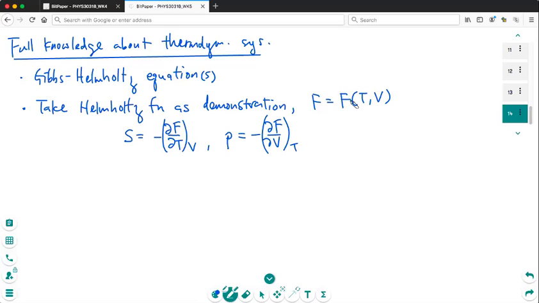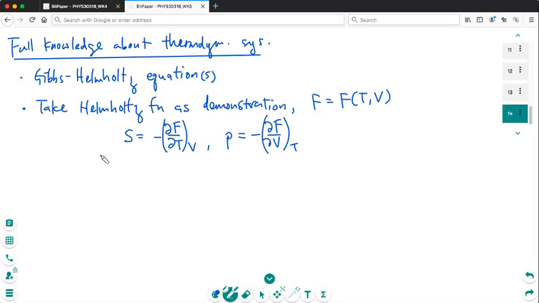If I say you know F in terms of T and V, you better know T and V. That's to say, you know how to control T and how to control volume, and after you control these two, you know how to calculate F. So that is the input. Then you ask yourself, do I know the entropy? Yes, because you know this function, you can do the partial derivative. Do I know the pressure at any given point TV? Yes, because you can also do this partial derivative.